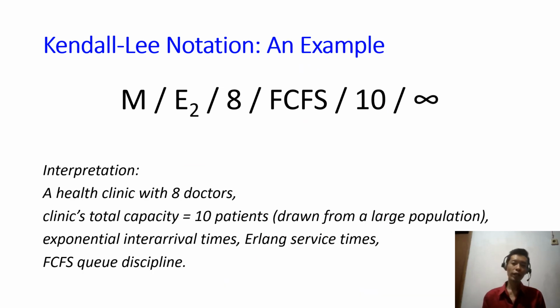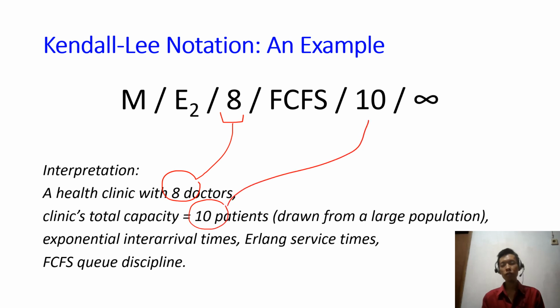Here's an example of a queuing system with its Kendall-Lee notation. Let's say we have a health clinic with 8 doctors. So we have 8 servers in the system. And then this clinic can hold 10 patients. So including the patients in the waiting room and the patients being examined by the doctor, at most, we can only have 10 patients. And then the clinic has a large population, which can become the customers of this clinic. So we say the population is infinity.